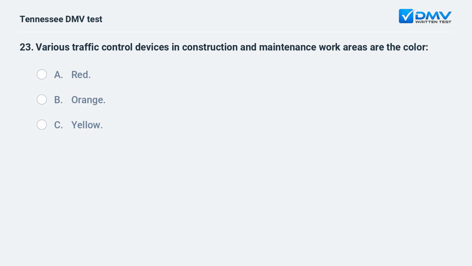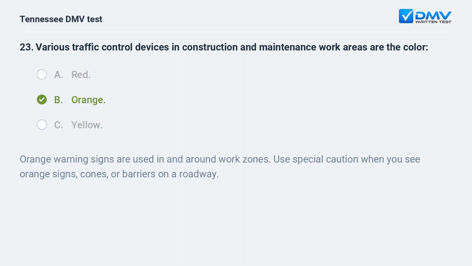Various traffic control devices in construction and maintenance work areas are the color A. Red. B. Orange. C. Yellow. The answer is B. Orange. Orange warning signs are used in and around work zones. Use special caution when you see orange signs, cones, or barriers on a roadway.